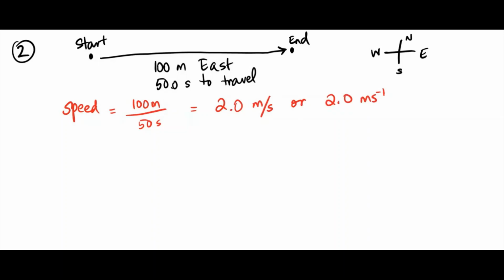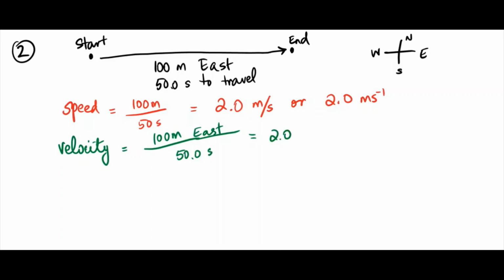Now when we calculate the velocity, we have to give the direction for the displacement: 100 meters east divided by 50 seconds. And when you calculate, it's the same magnitude, 2 meters per second. But then again, don't forget to give the direction for the velocity, which is a vector quantity.